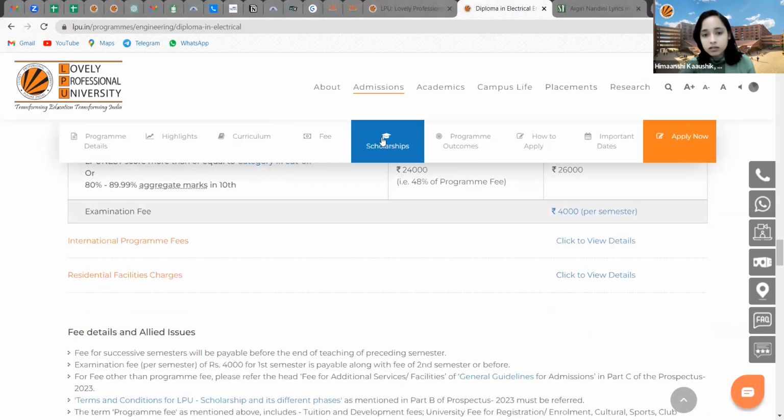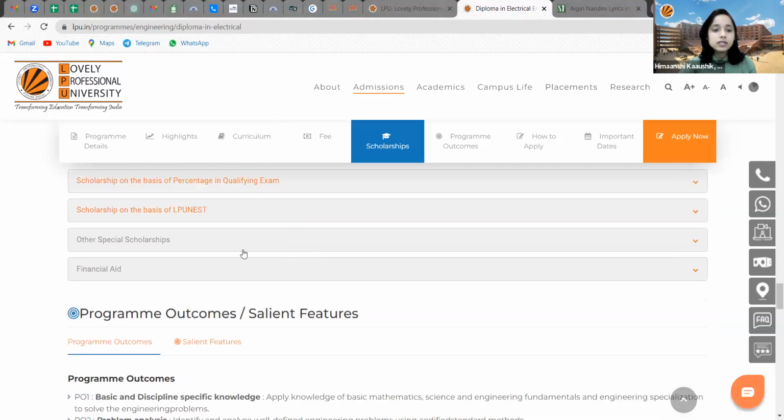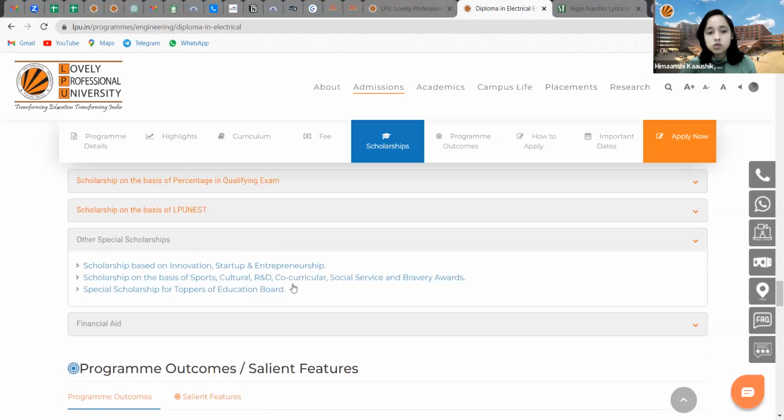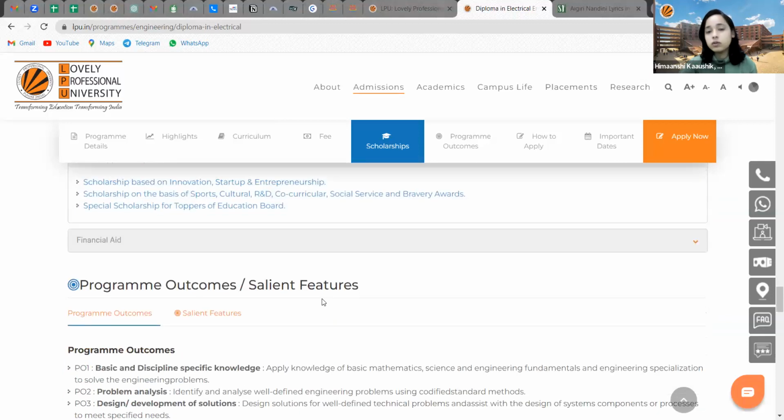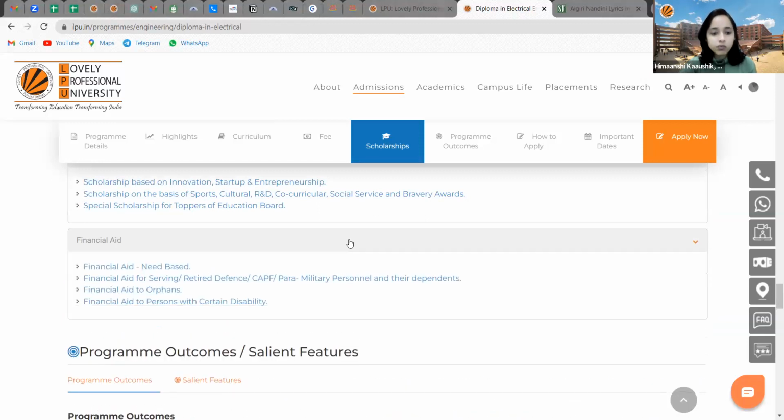Okay, and we have other scholarships as well, so you can just check it out. We have other scholarships based on innovation, startup, entrepreneurship, sports, cultural, art, co-curricular activities, or if you are a topper in any education board, you will be getting some scholarship here. And we do provide some financial aid as well. So if you are eligible, kindly apply for the scholarship and take admission here.